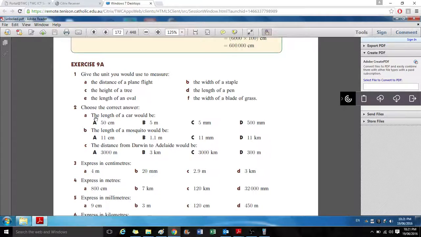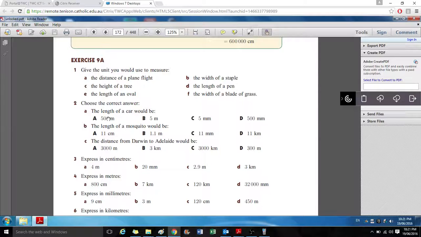Now with these ones, these might be a bit tricky. The length of a car could be 50 centimeters, 5 meters, 5 millimeters, or 500 millimeters. The part where you might get confused is, how much is 500 millimeters compared to 5 meters? You might need to convert some of those, but otherwise you just need to have a bit of a guess for those.